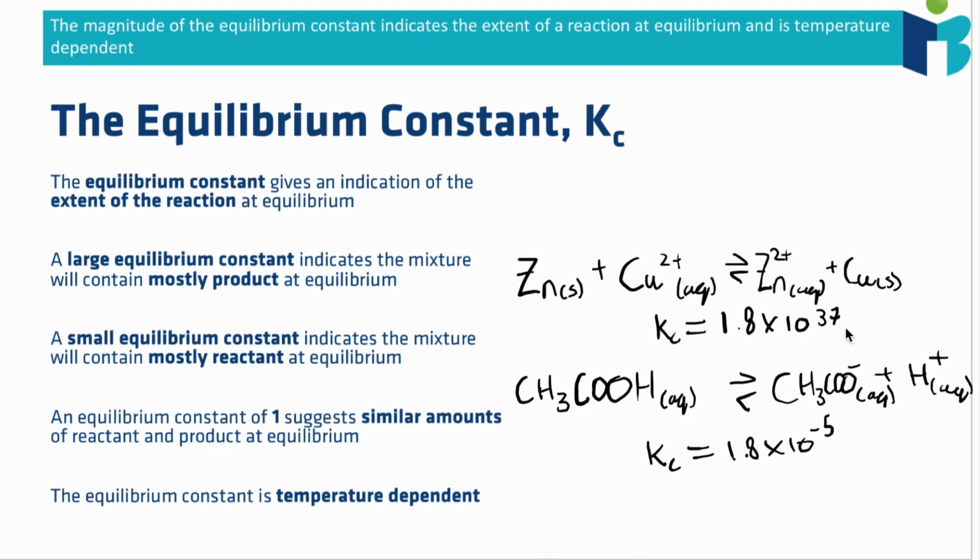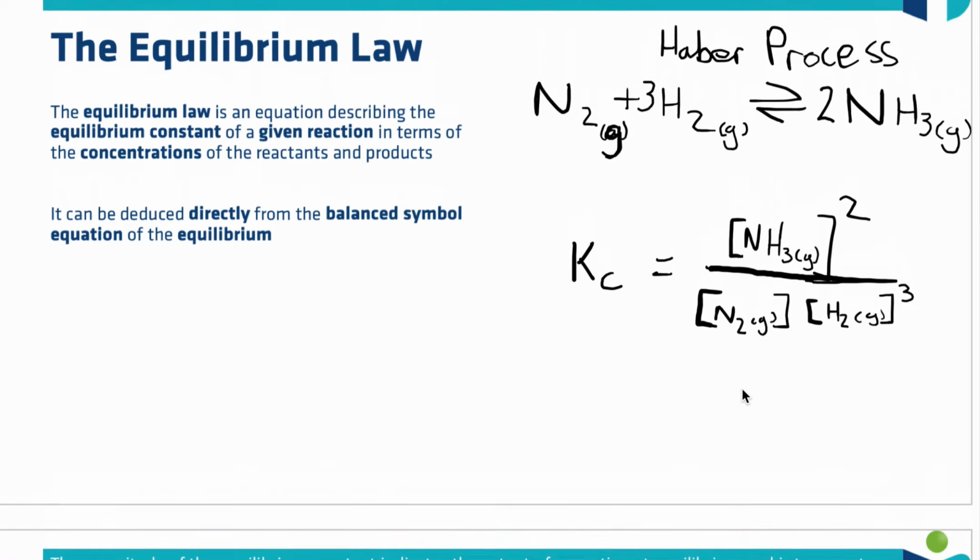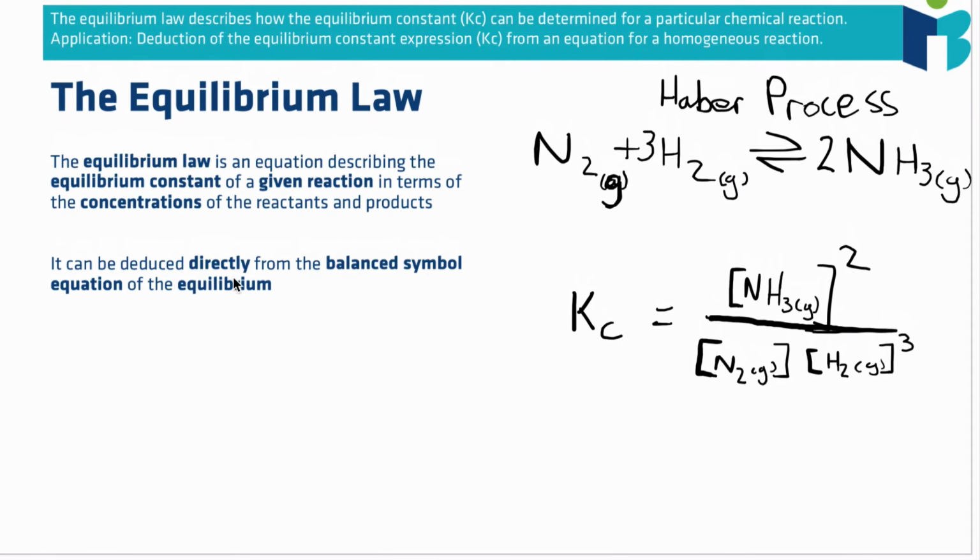Now you may notice I haven't actually given units in either of these cases. The reason being that there are no consistent units for the equilibrium constant. You actually need to figure them out based on the specific equilibrium that you are looking at. Because the equilibrium law always takes a different form for a different reaction, the equilibrium constant can have different units. So if we take the example on the previous slide, where we said for the Haber process, our equilibrium constant is equal to the concentration of NH3 squared over the concentration of N2 times the concentration of H2 to the power of 3.